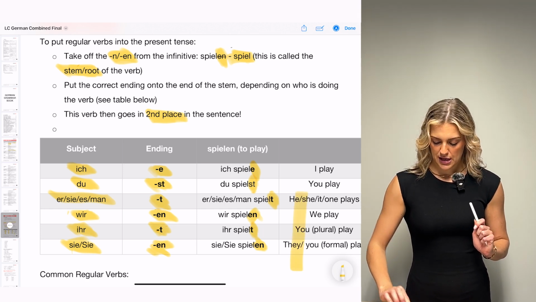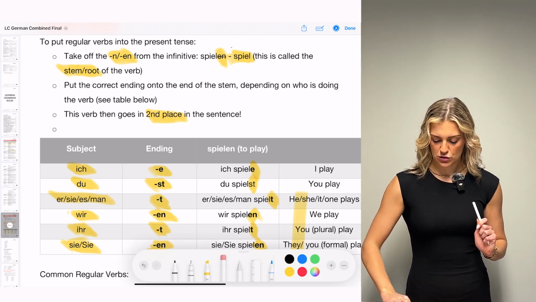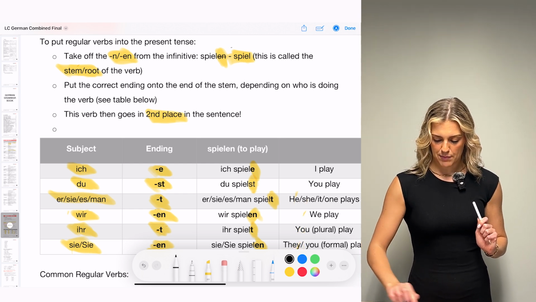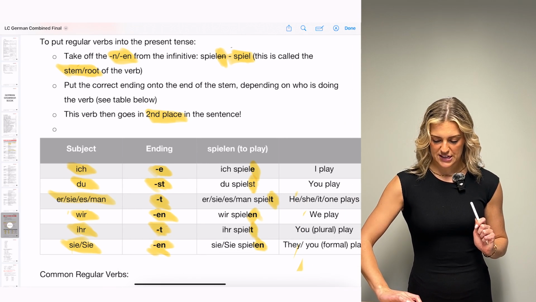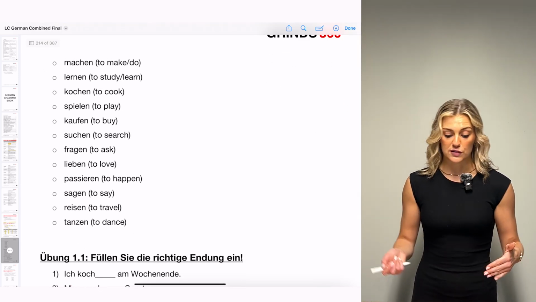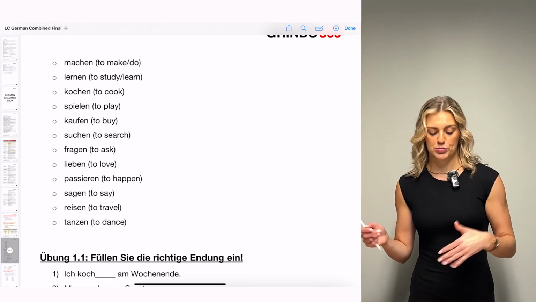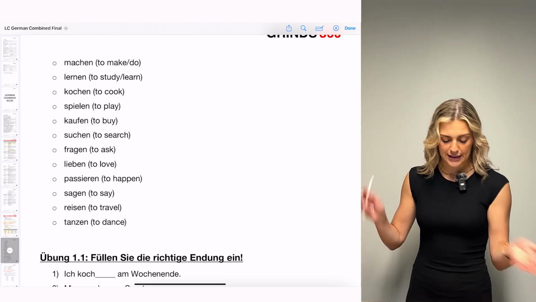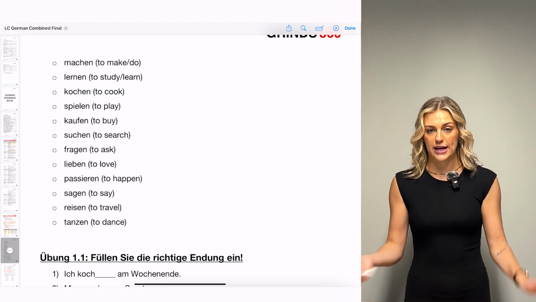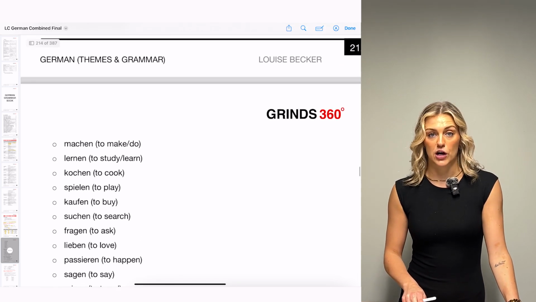So, jetzt dann. Wir machen ein bisschen Übung. We're going to do a little bit of practice, okay? With our present tense of regular verbs. And here's also a list of some common regular verbs that you will use a lot. So machen, lernen, kochen, spielen, kaufen, suchen, fragen, lieben, passieren, sagen, reisen, tanzen. The list goes on and on, okay? So there's some common regular verbs.